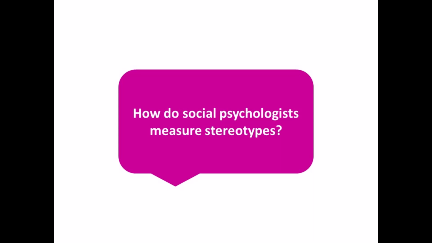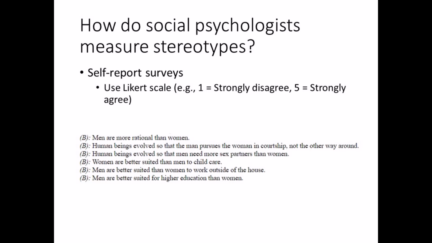How do social psychologists measure stereotypes? The most common method of measurement is the self-report survey. Participants are asked to rate their level of agreement with a series of statements, like the ones shown here on the slide. One of the items is, women are better suited than men to childcare. To what extent do you agree with this statement?